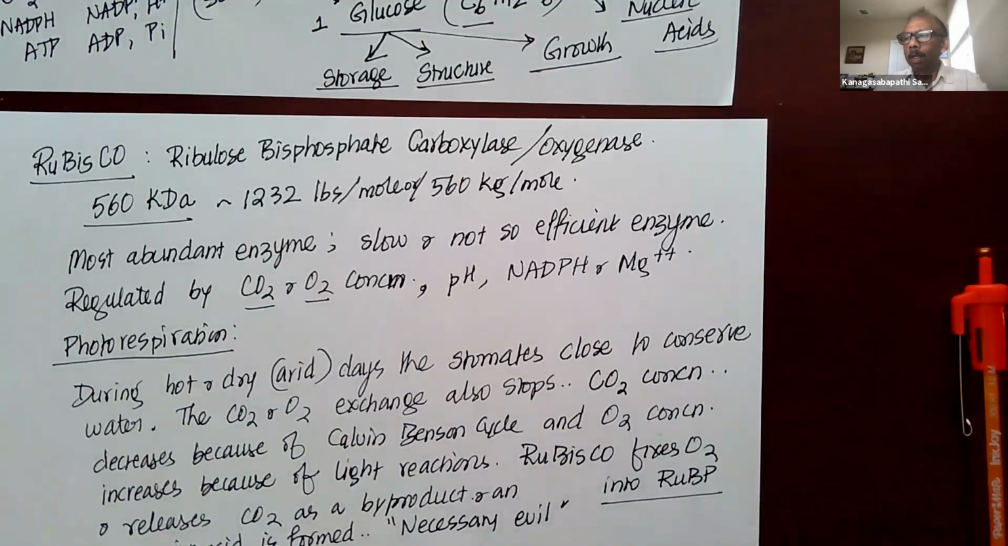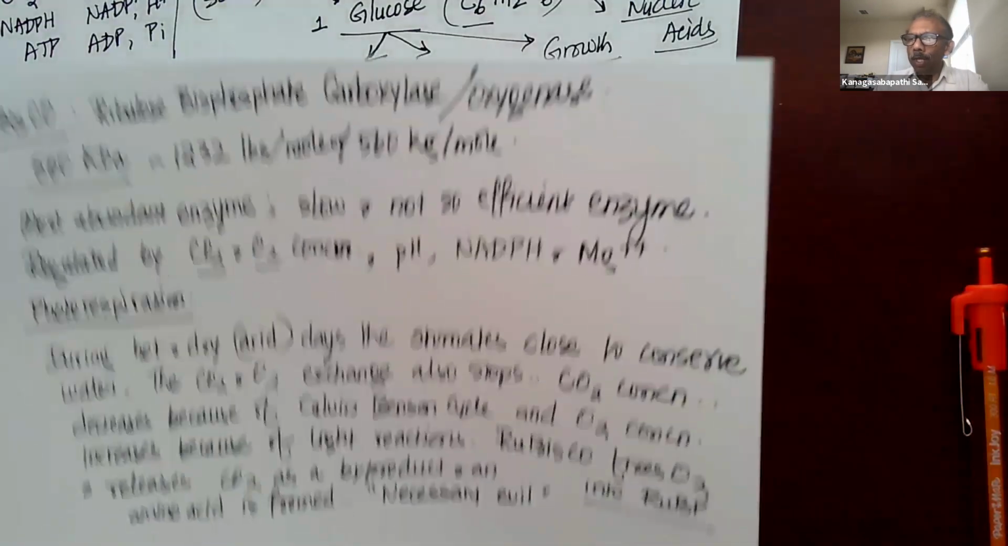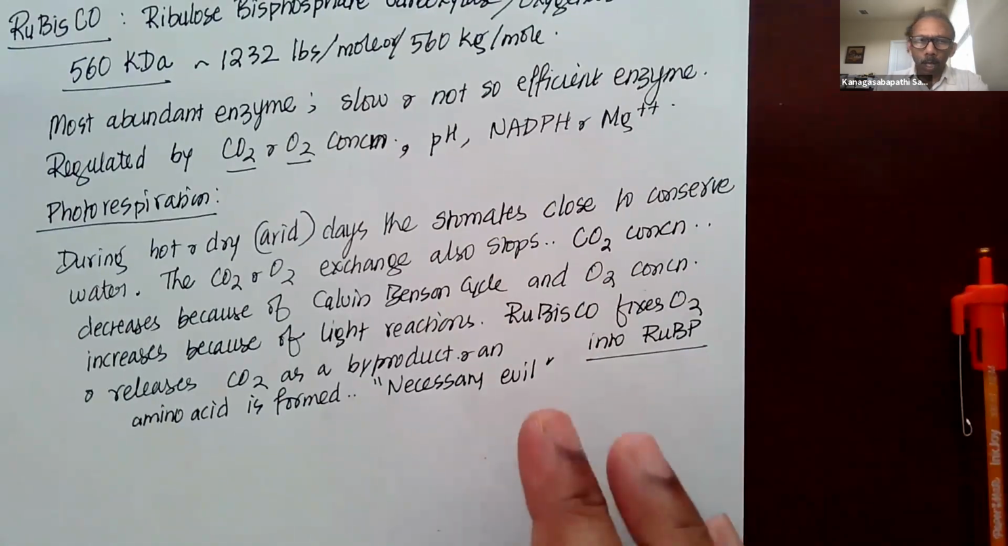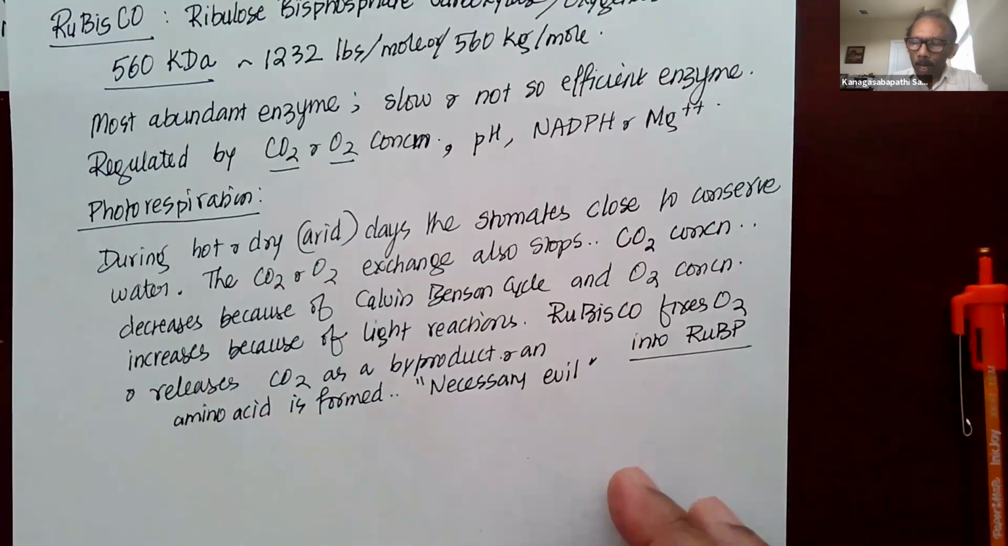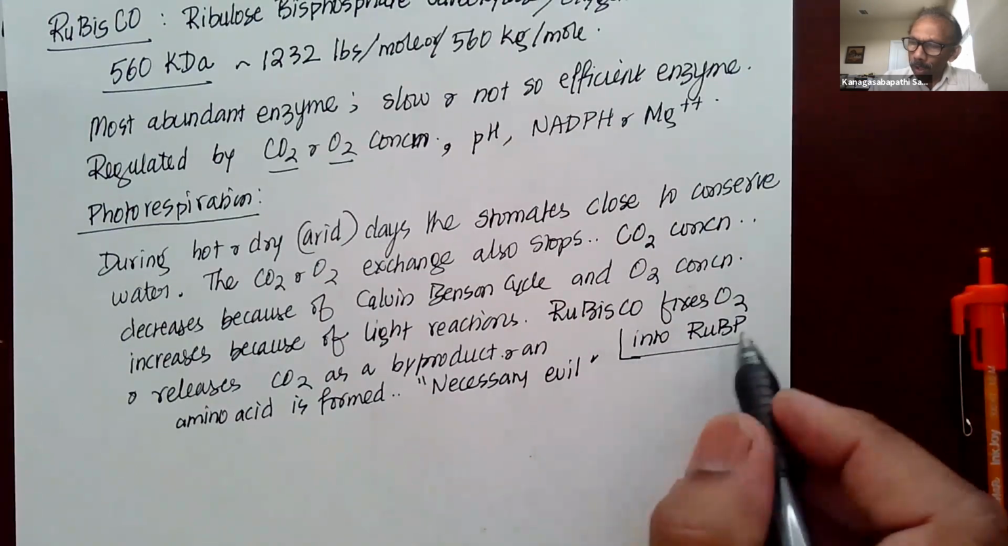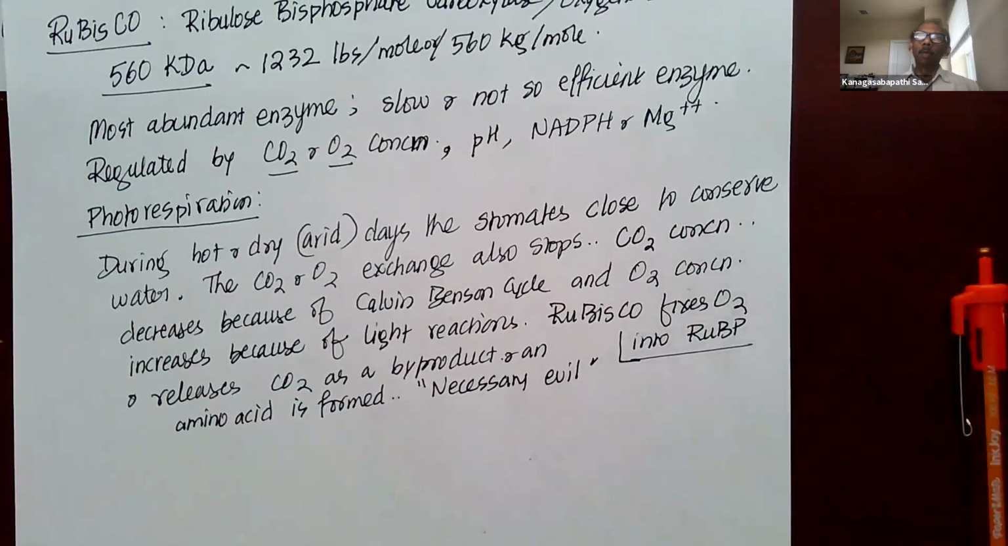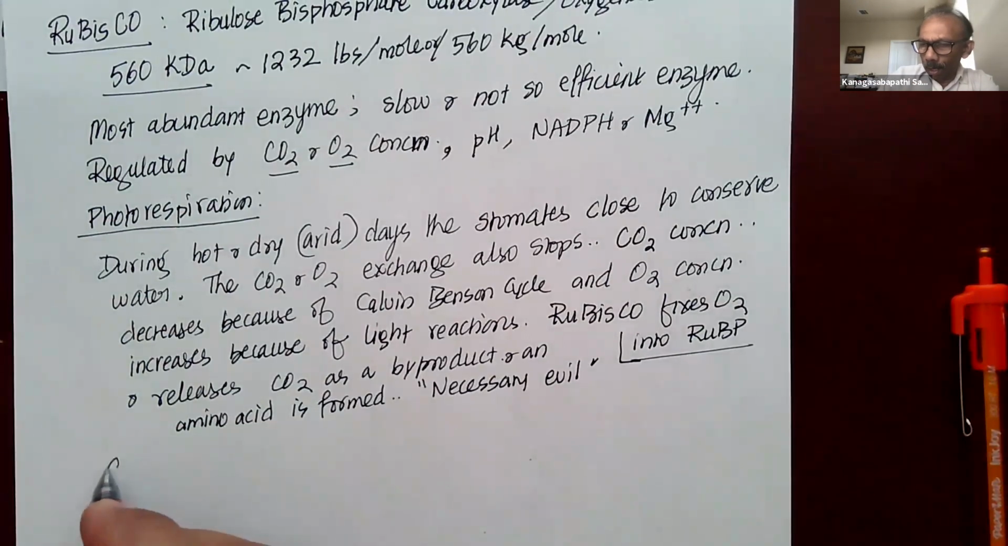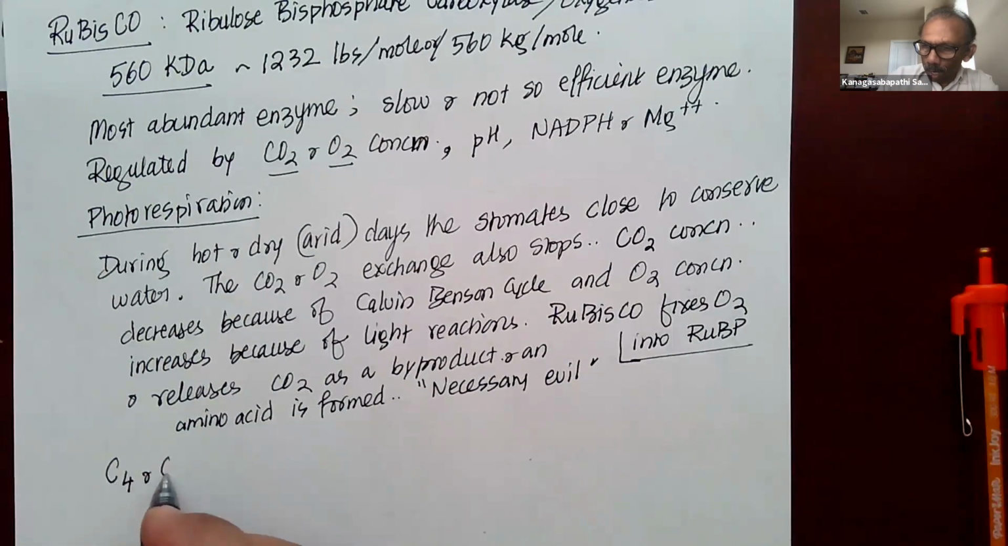Why is it a necessary evil? If you don't do this, too much oxygen can hurt the cell and cell parts. And it's an evil because it wastes RUBP. You're breaking your own 5-carbon molecule and releasing CO2. So it is not a synthesis, it's a breakdown. That's why it's called an evil. Right? So how have the plants evolved to overcome this? That's where we are going to C4 and the CAM plants.